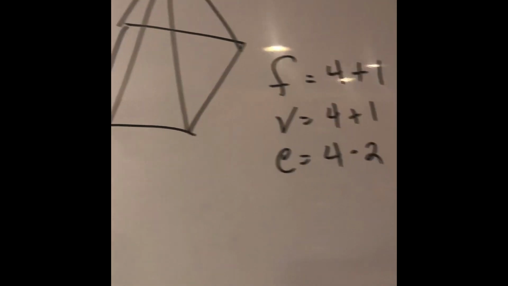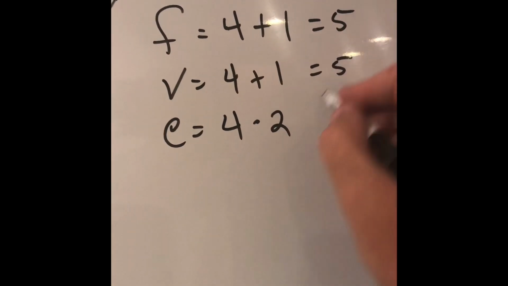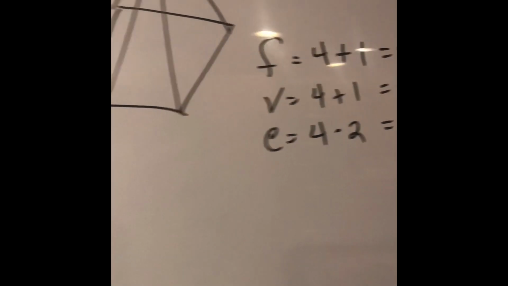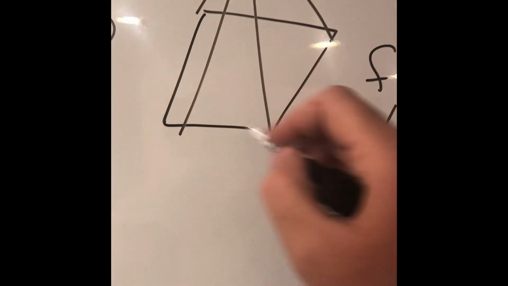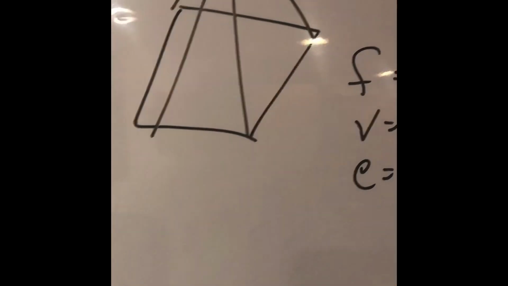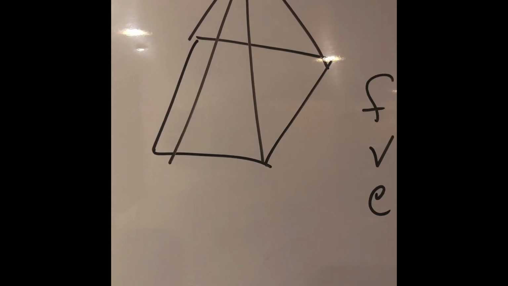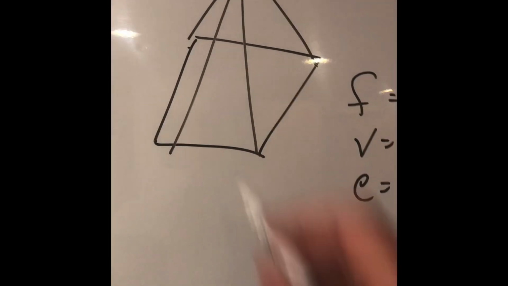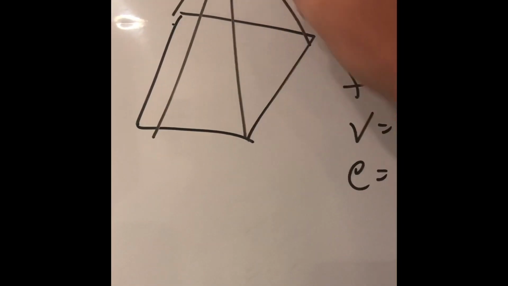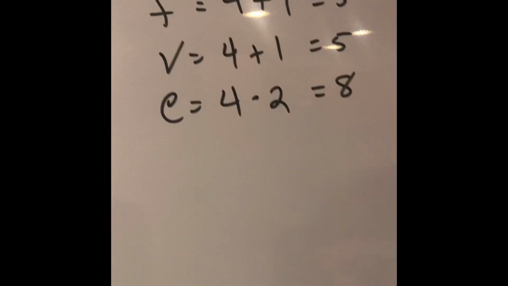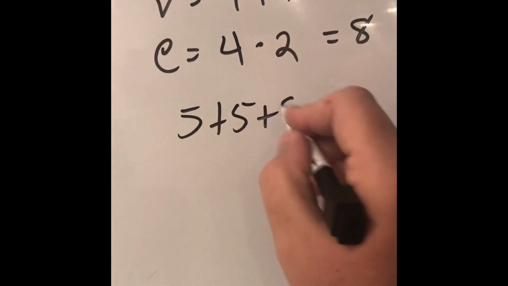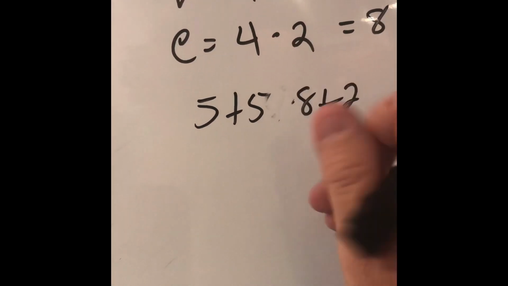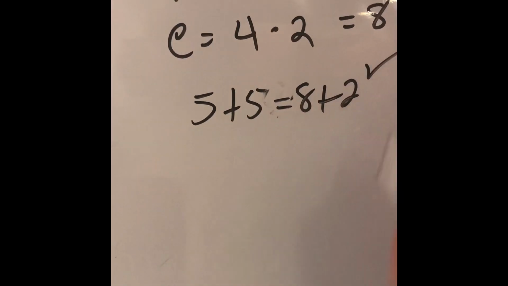Okay? So, let's take a look. Let's count and see if we were right. We should get 5, 5, and 8. Well, let's see. Count the faces. Base is a face, and then there's 4 triangles going around. So there's my 5 faces. Vertices, 1, 2, 3, 4, 5. Edges, the 4 for the base, and then 1 edge coming from the point down to each vertex. That's 8. So if we put that into Euler's theorem to check, 5 plus 5 should equal 8 plus 2, and that checks.